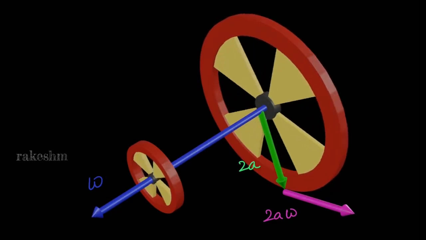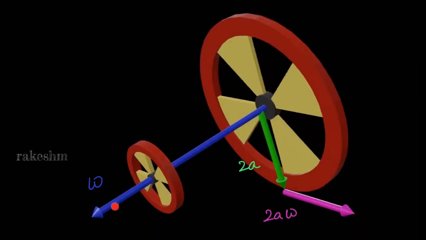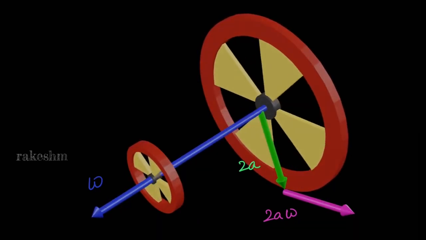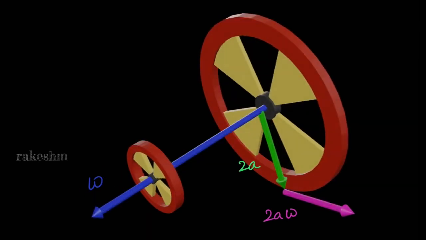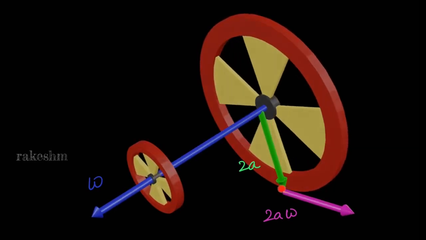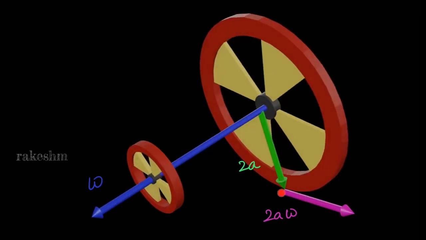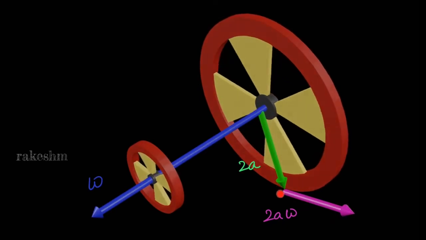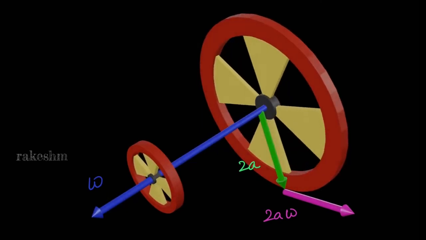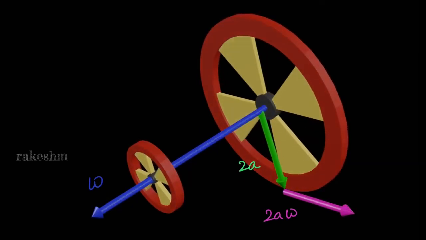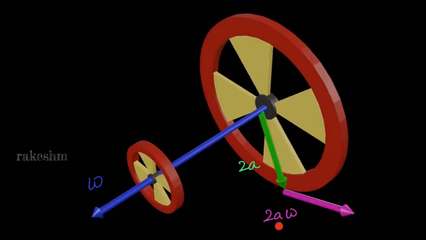Let us consider the first rotation, which is about this axis. This axis is the one which is joining both the discs, and the angular velocity of this assembly about this axis is given as omega. If we want to find the velocity of the point on this wheel which is in contact with the ground, the velocity of this point on the disc due to this omega will be omega into 2a, that is 2a omega.